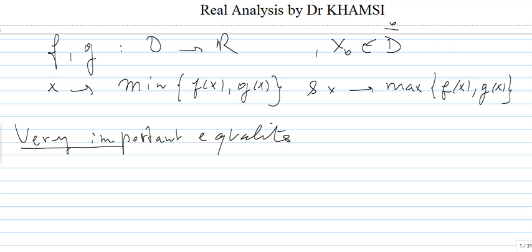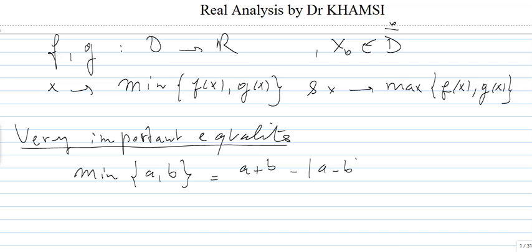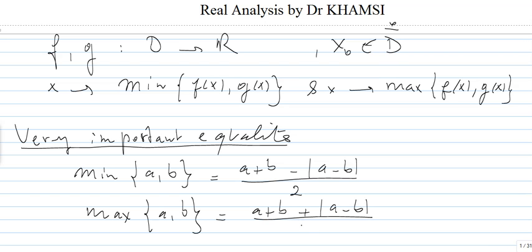These equalities are extremely useful: the minimum of two numbers a and b is in fact equal to (a plus b minus absolute value of a minus b) over 2, while the maximum of a and b is (a plus b plus absolute value of a minus b) over 2.